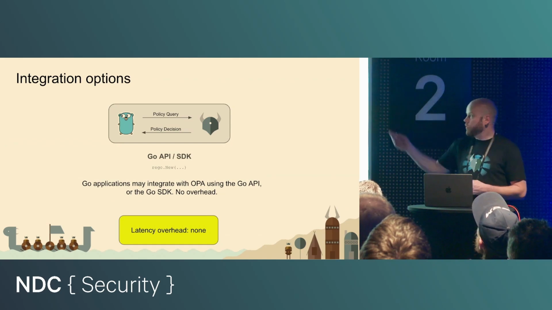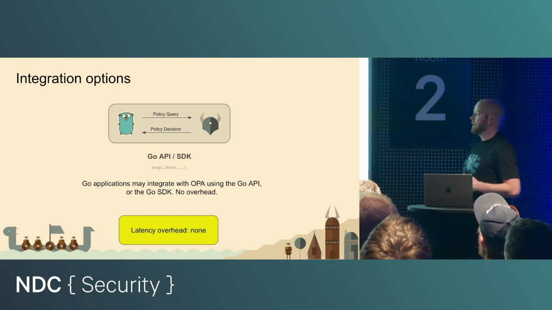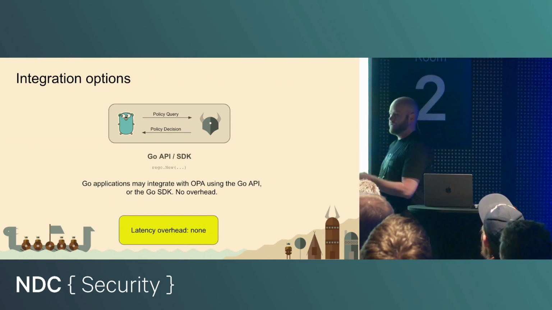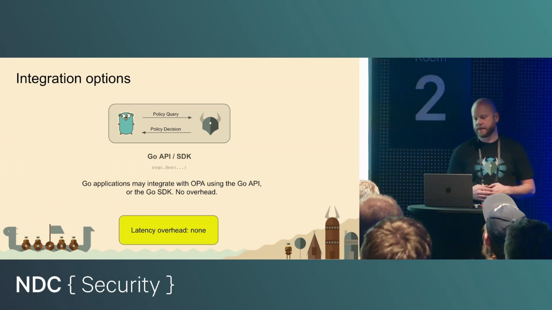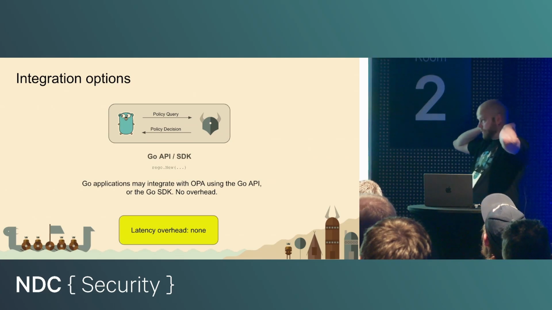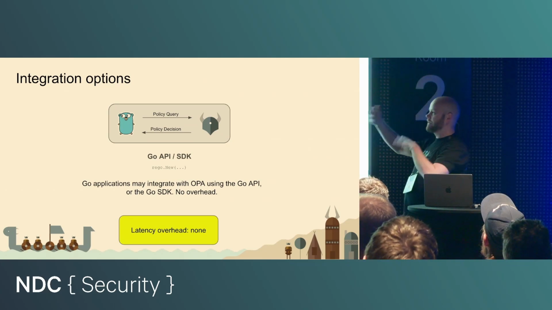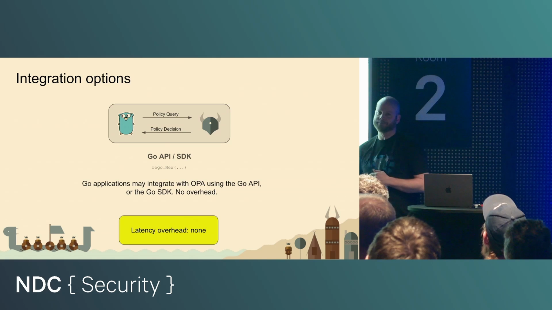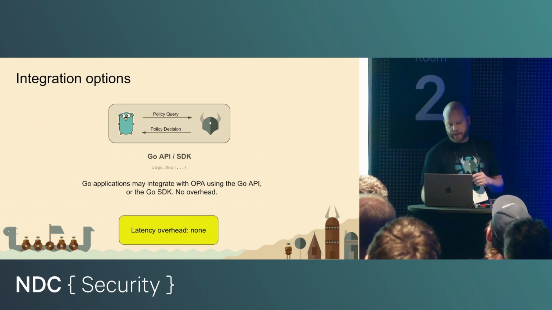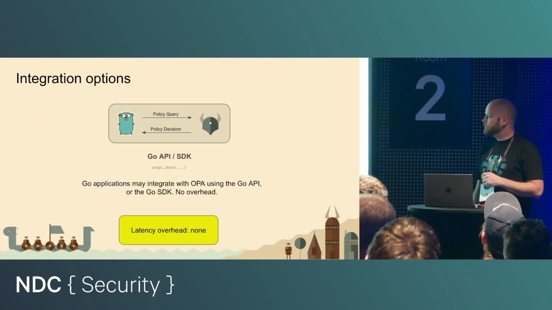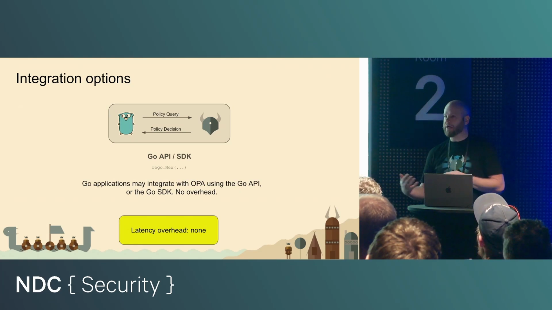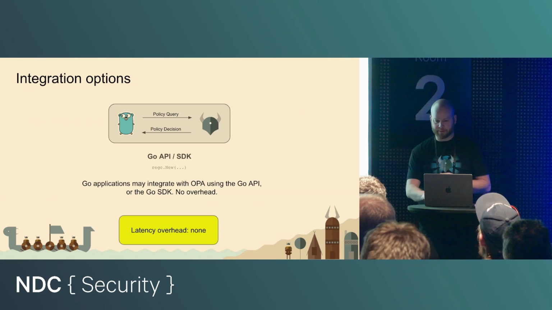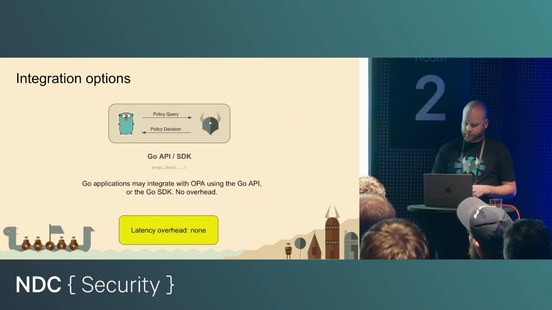Since OPA is written in Go, if your application is written in Go, then you have the benefit that you can integrate it as a library. And then we're back to where we started with the monolith one. We just have a function call. Can't get much faster than that. So there's basically no overhead at all in terms of the request. It's still going to take some time to evaluate the policy, but that's unavoidable.